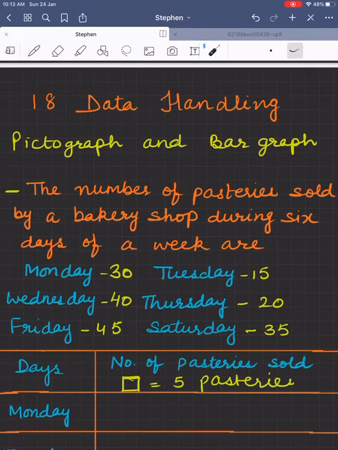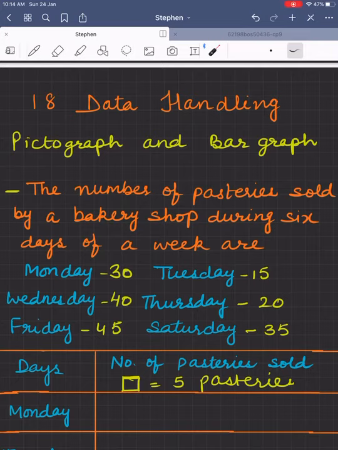Children, today in data handling, we are going to represent data graphically through pictograph and bar graph. For drawing pictograph, we select a picture or symbol to represent a certain number of items, and then each observation is shown by drawing the proportional number of pictures. Let's draw a pictograph for the following information.